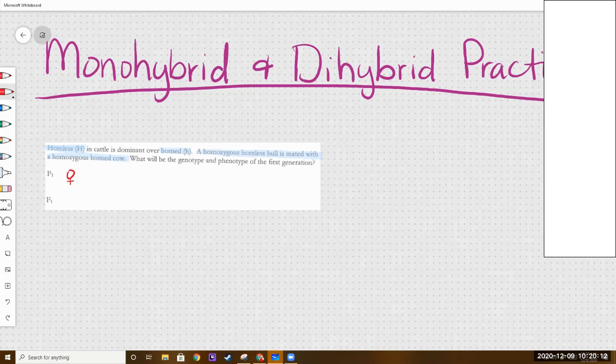So if this mom is homozygous horned, and it tells us that horned is the little h, what should the mom's genotype be? So the same, right? And then she's little h. So what should I have here for her genotype? Does anyone want to tell me? Alexa, thank you. Alexa wrote little h, little h.